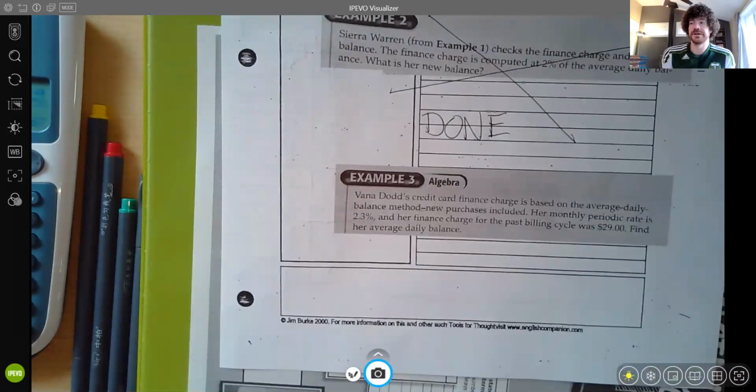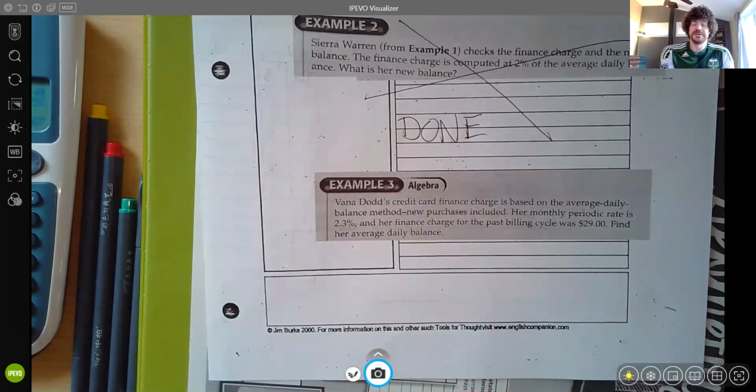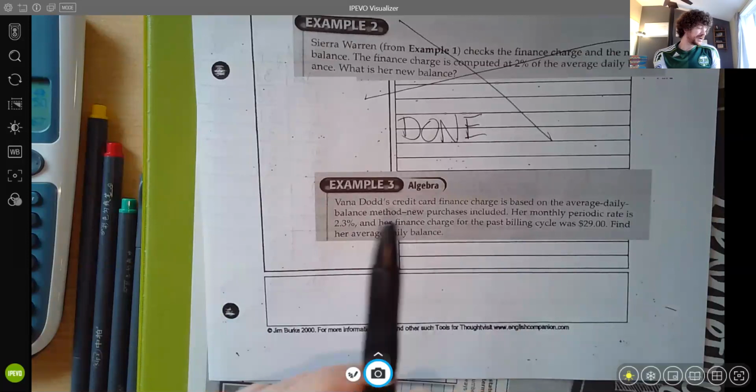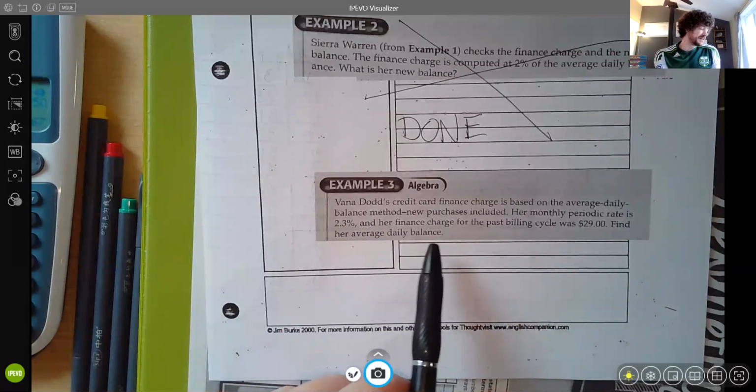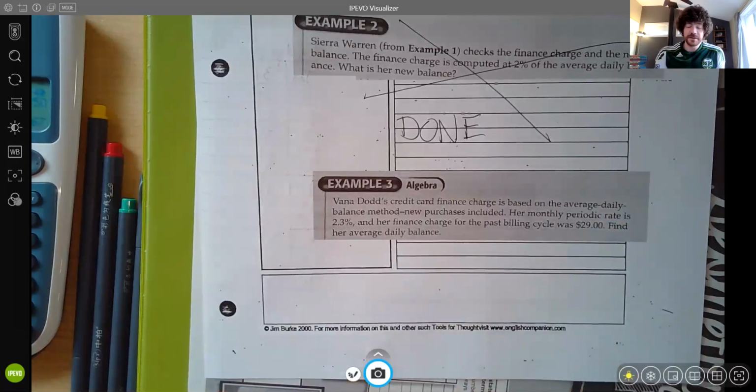All right, last example here then. It says Vanna Dodd's credit card charge is based on the average daily balance method, new purchases included. Her monthly periodic rate is 2.3%, and her finance charge for the past billing cycle was $29. Find her average daily balance. Well, if we are using the periodic rate, we're using the finance charge, we're finding the average daily balance. There's going to be a little bit of work that we have to figure out on this.